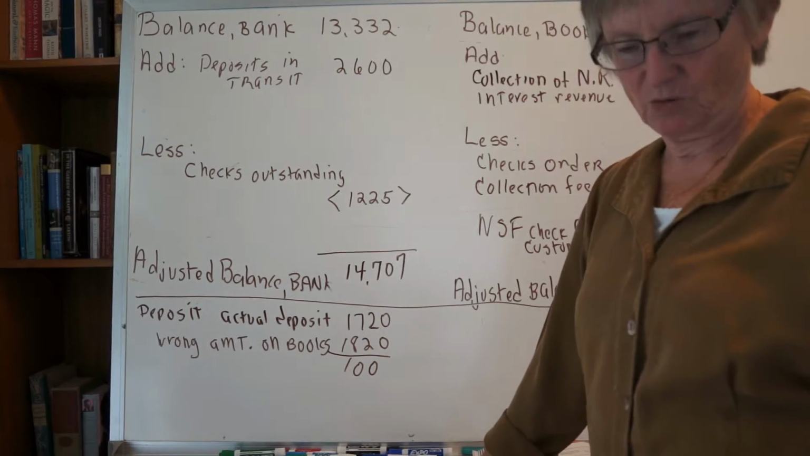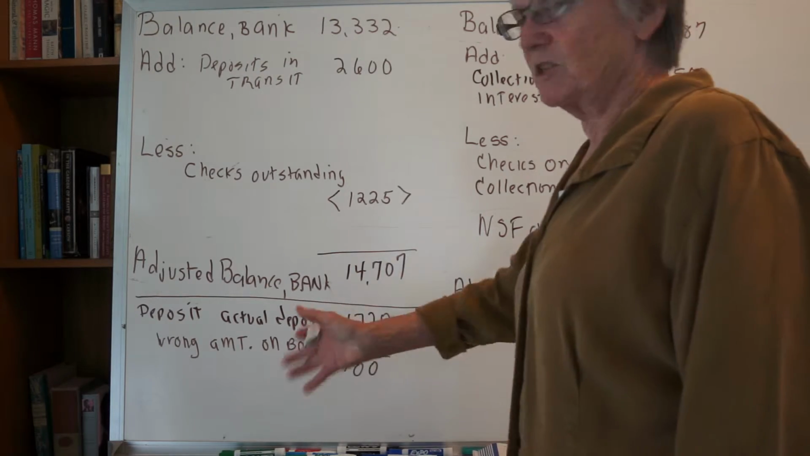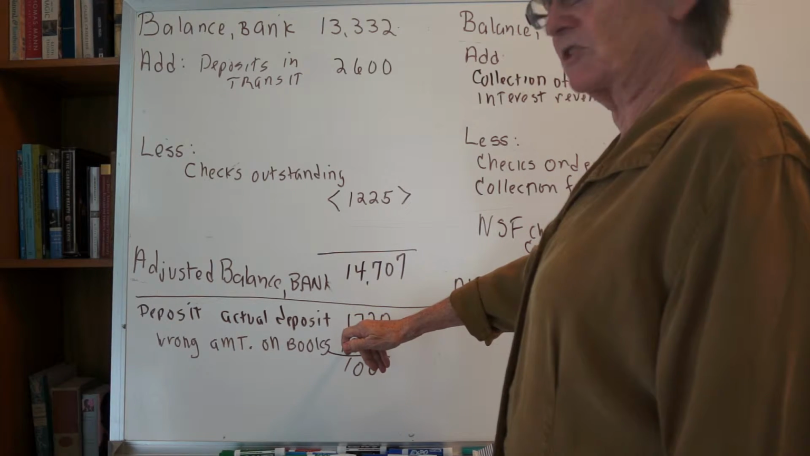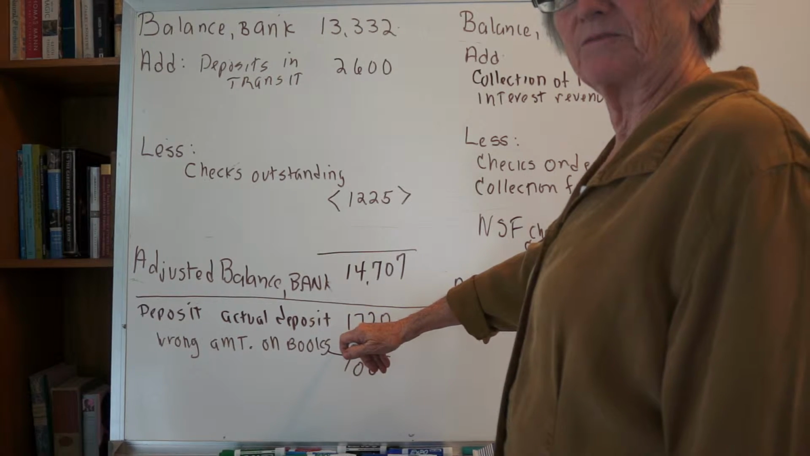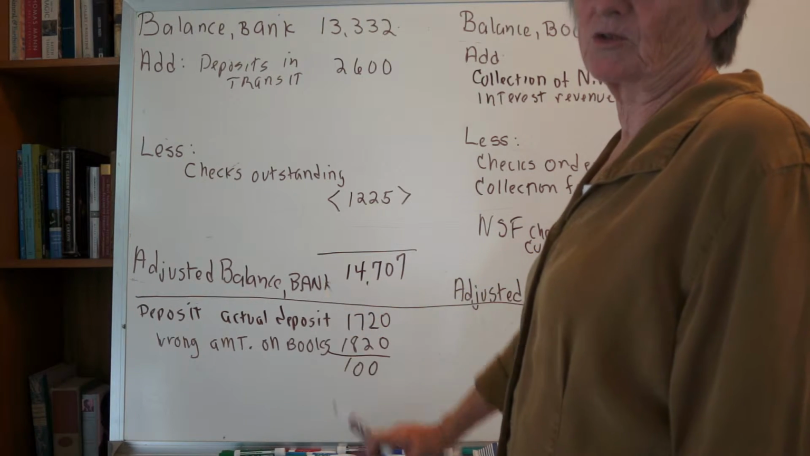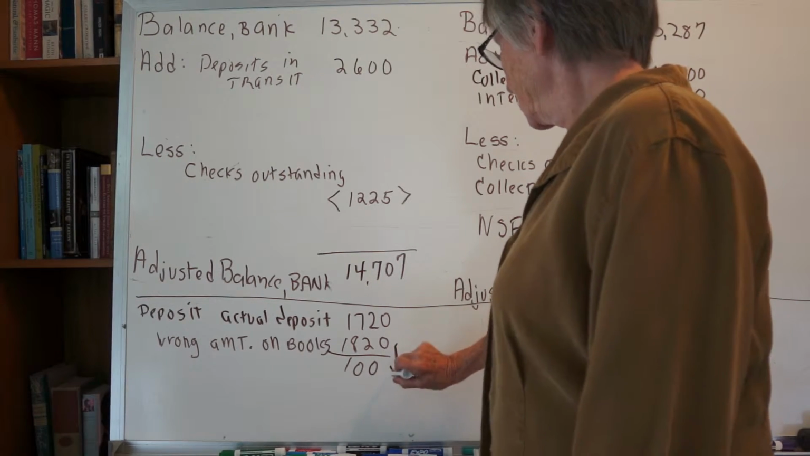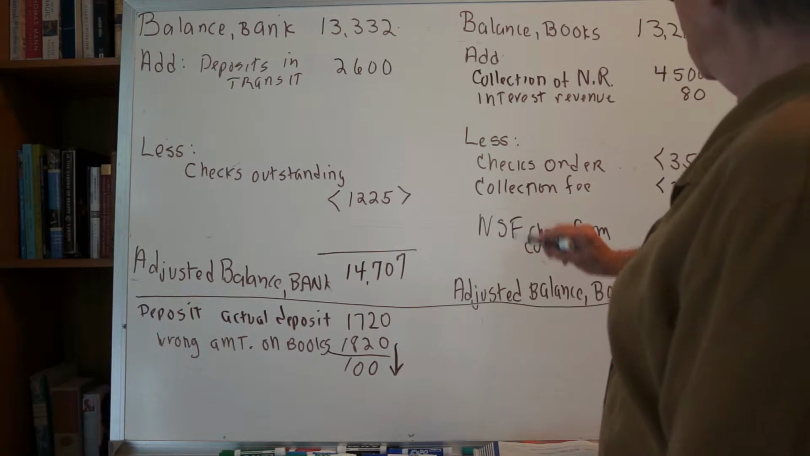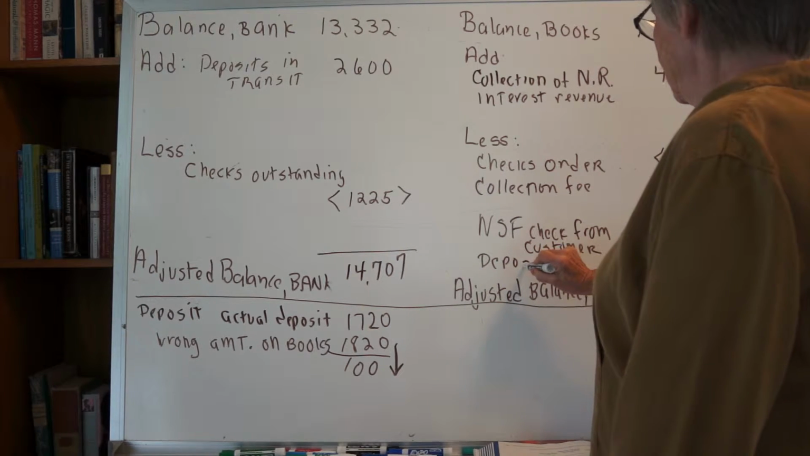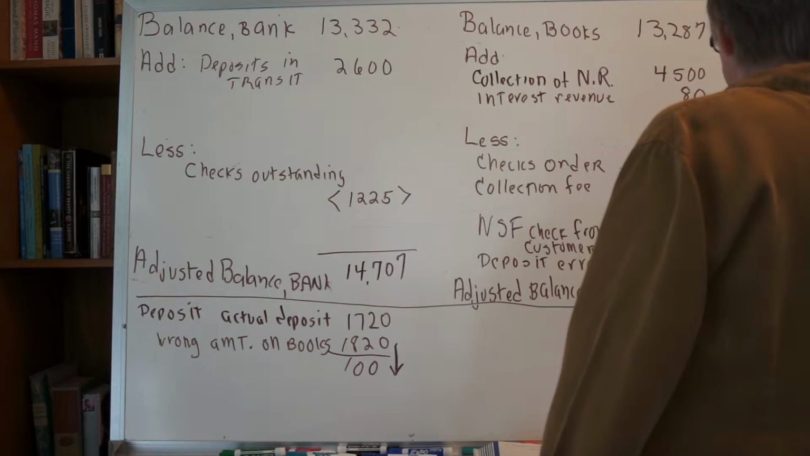And the question is, which way? Do we add it or subtract it? So I sometimes round this, it makes it sound a little easier. We actually put in about $1,700 into our account. That's what we really put in. But we told our books we put in about $1,800. So our books think we have $100 more than we do. So that adjustment is going to be down. So when we do this on the bank statement, we would say less deposit error, and we specify the date and everything, but that would be $100, okay?